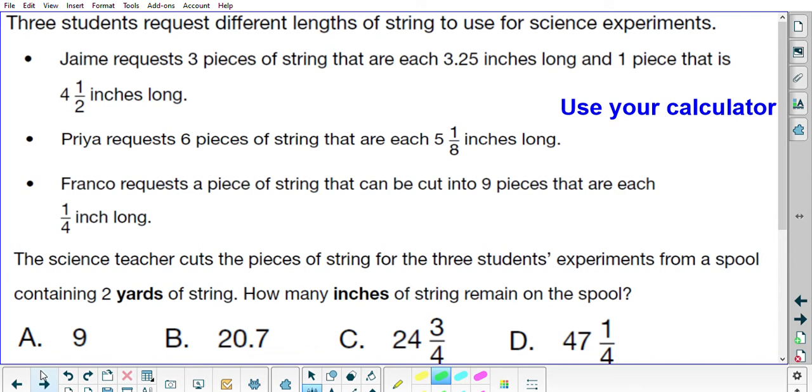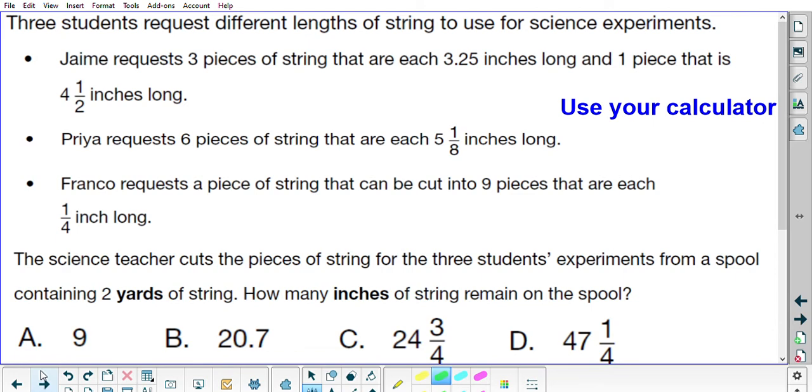Let's have you read this problem on your own. You'll notice this multiple choice at the bottom. Hit pause on the video, read this problem to yourself, figure it out, do the work, and then find out which answer choice is correct. Then hit play to see how you did. Hit pause now.